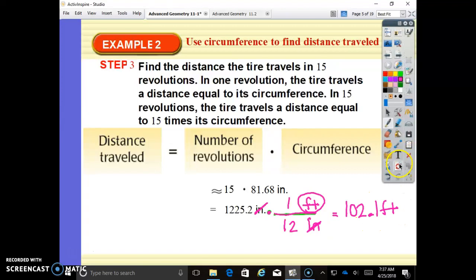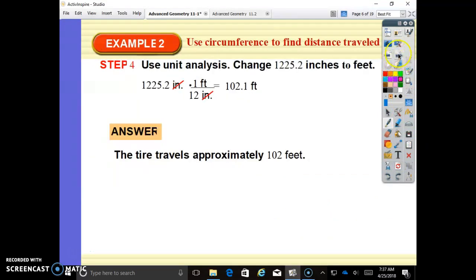Always be careful. Read what units they want the answers in. Look at your answer choices. Make sure on a multiple choice test that you are paying attention to whether or not the units changed, if you need to do a conversion.